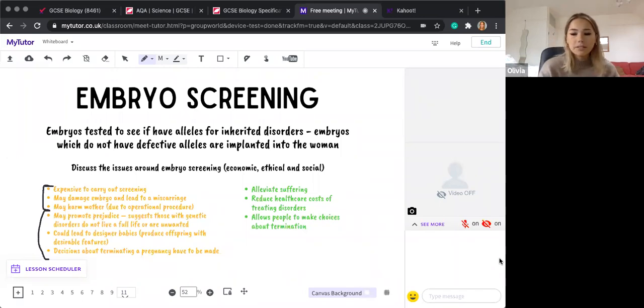Is blue eyes always recessive? I don't know. I've just given that as an example. I think blue eyes is recessive, yeah.